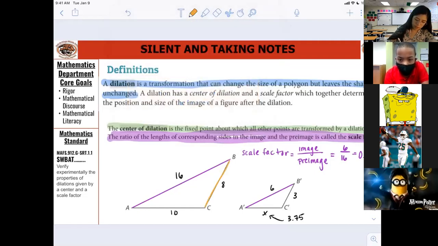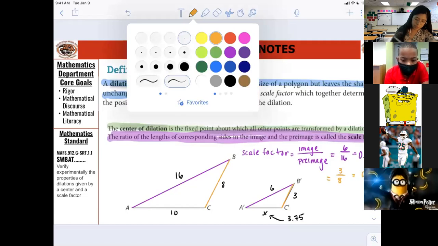Now let's do the same thing with BC and B prime C prime. That would be 3 over 8. What's 3 divided by 8? It's the same, right? 0.375.